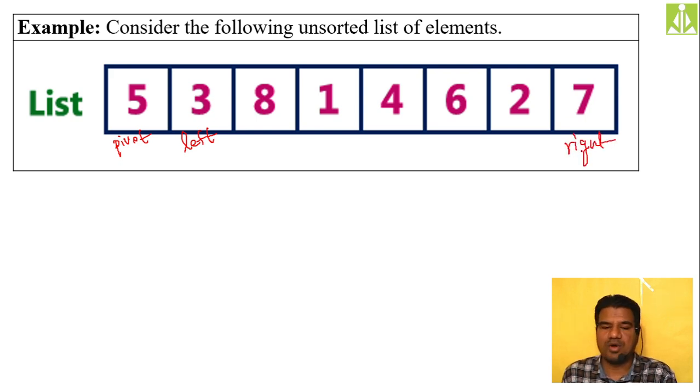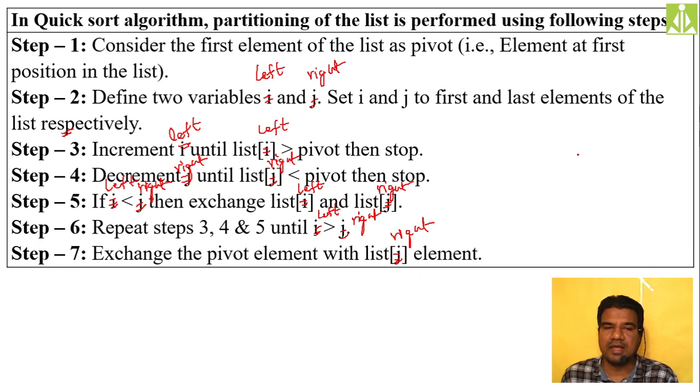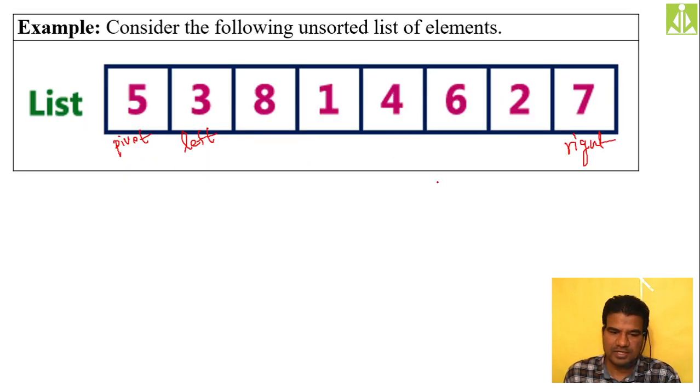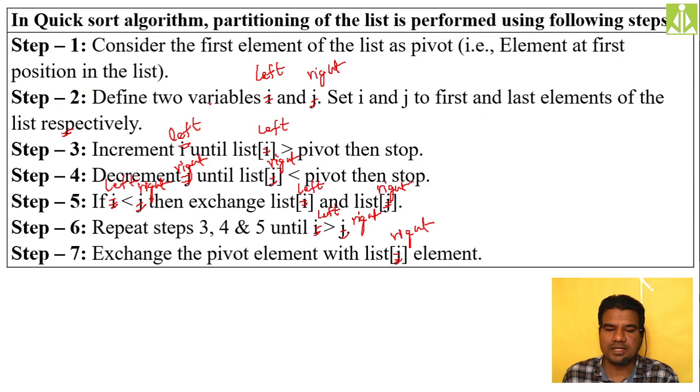Then how are we doing this? Increment left if list of left is less than pivot. What is list of left? List of left is 3. We keep incrementing left until we find a list of left which is greater than pivot, and then we stop.